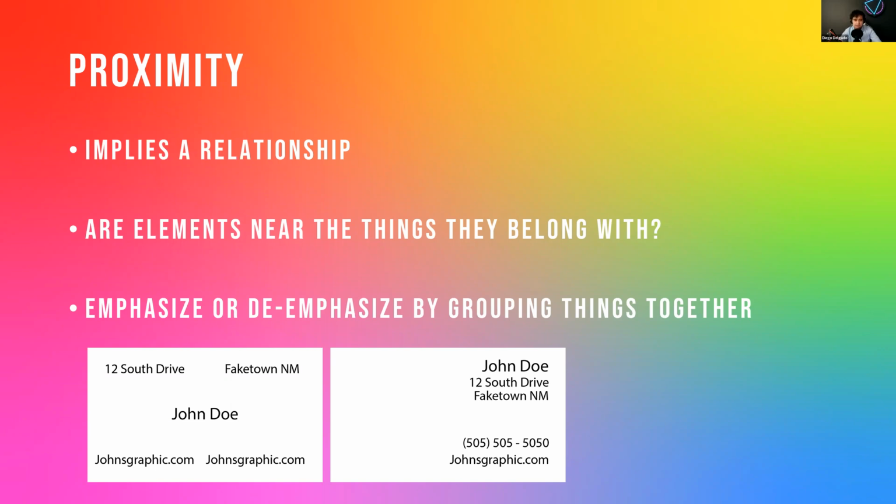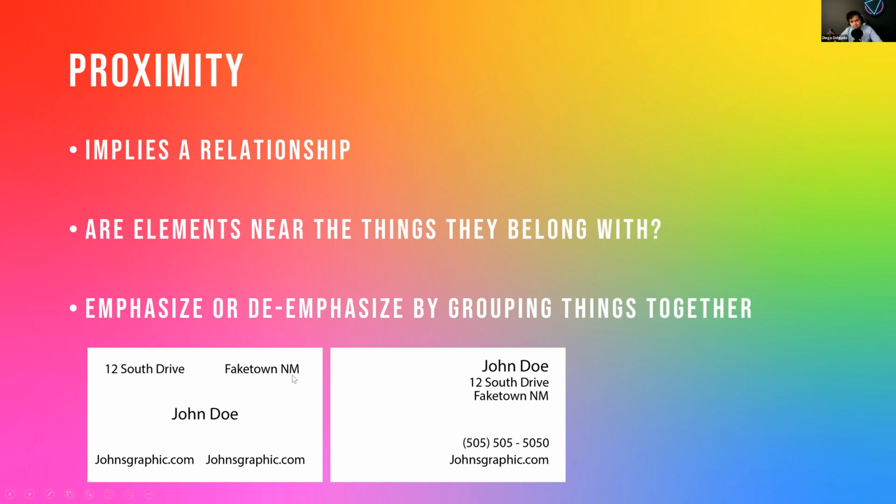We can also use proximity to emphasize or de-emphasize by grouping things together. You put important stuff with important stuff and less important stuff with less important stuff. If something is in big, bold text at the center, you're going to know that that's probably important and the things around it are probably important. Whereas if you have something in smaller text or less bold at the bottom, you're going to know, okay, that's probably more like a side note. It's probably not the real key to this document.